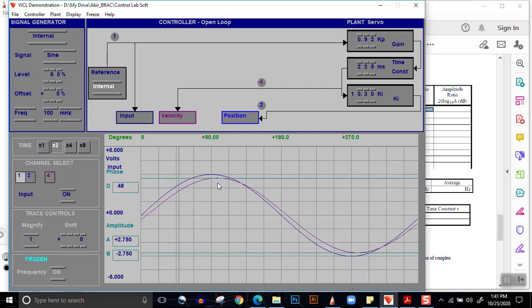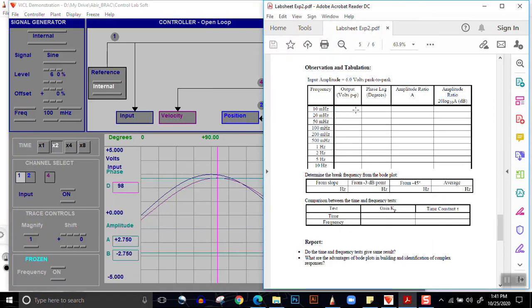I can do this and increase the time frame and then find this. So it's about 98 degrees. So what do you do? We put output volt peak to peak 5.5 volts. Phase lag is phase lag obviously, a 9 degree lag. So we put it as minus 9 degree.